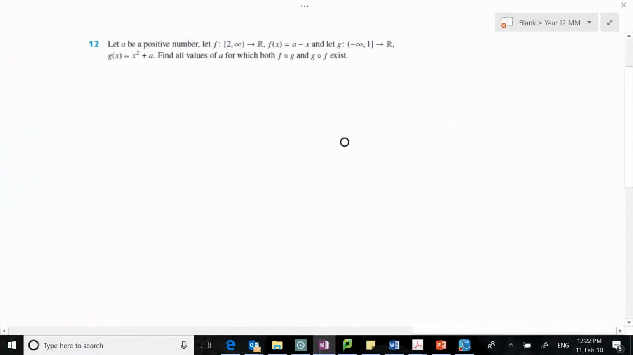Woo! All right, let a be a positive number. So a is a positive number, I'm just going to write that there: a is a positive number, so it's greater than 0. Let f be a function. The restriction is 2 to infinity, and f of x is a straight line with a negative gradient and y-intercept a. So what they're really saying is I've got a negative gradient. The y-intercept was meant to be at a, but it doesn't reach there because the domain goes to 2.